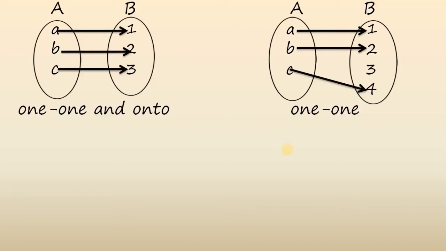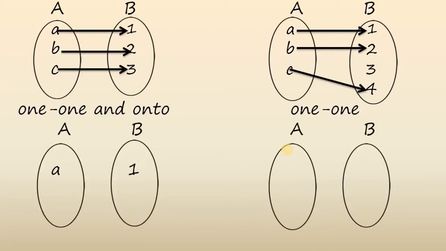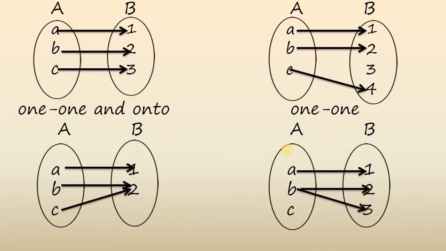Now we'll see two more examples. In the third example, we have A, B, C and 1 and 2. A has a unique relation, that is 1.